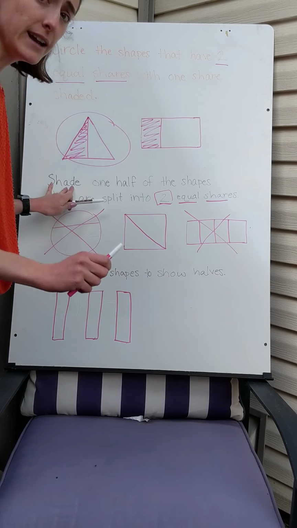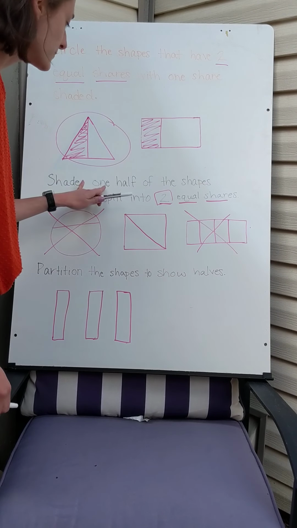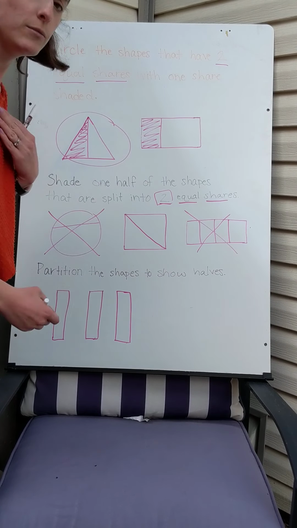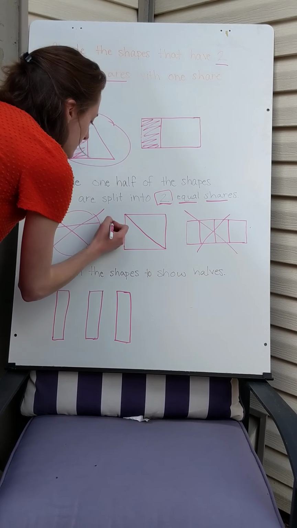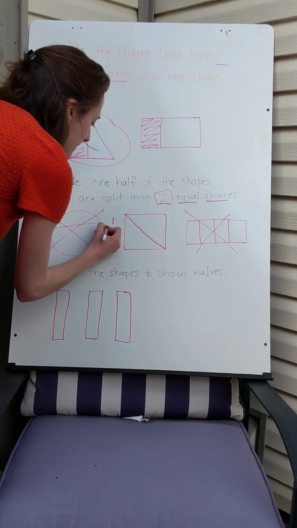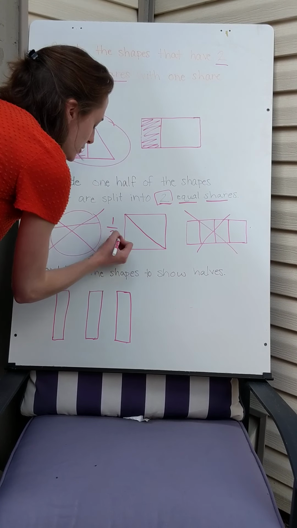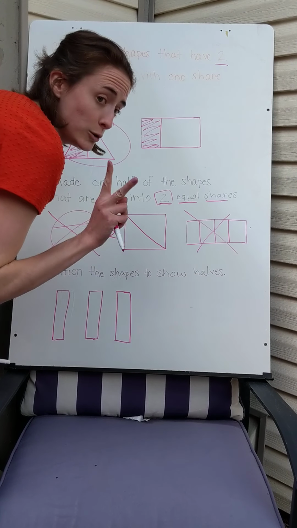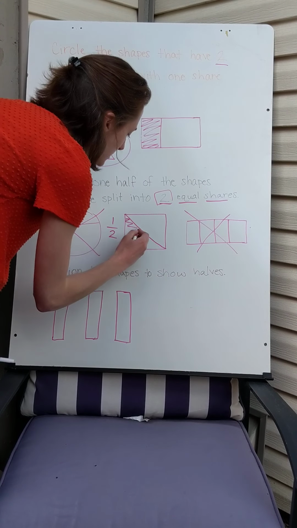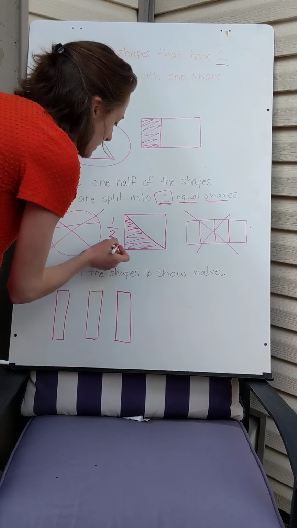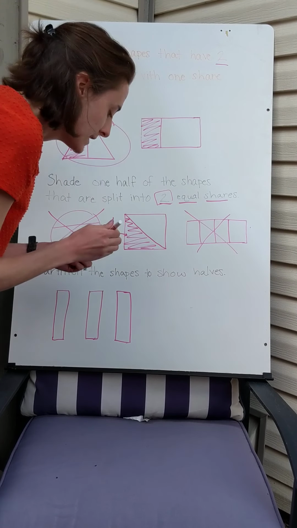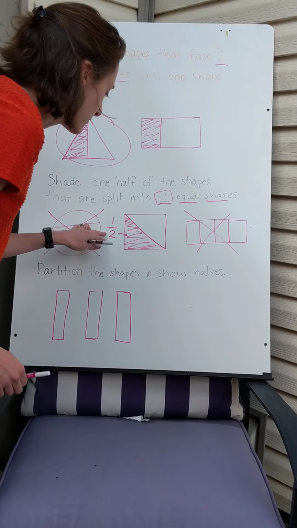Shade means to color in part of it. Okay? And I'm shading only one half of the shape. All right. Now, I remember when I'm thinking of one half, it looks like this. That means 1 out of 2 parts. Okay? So I see in the whole I have 2 parts, and I'm only shading in 1 out of 2. Okay? Make sure that you're also labeling the fraction to add that added challenge of writing it correctly.